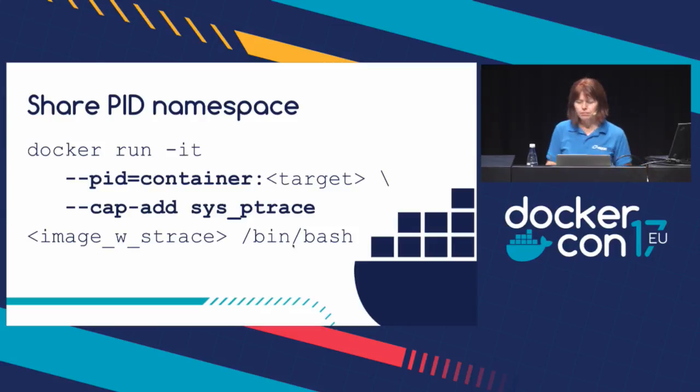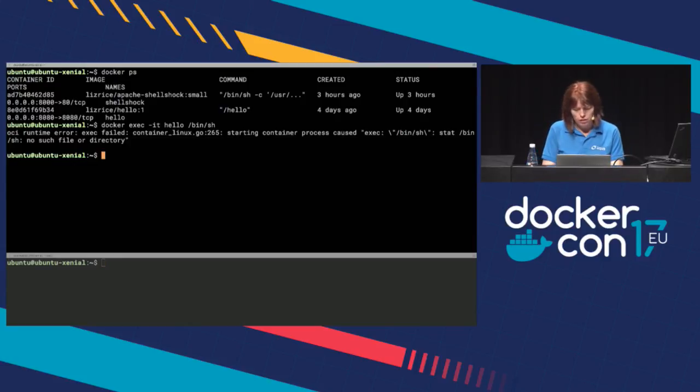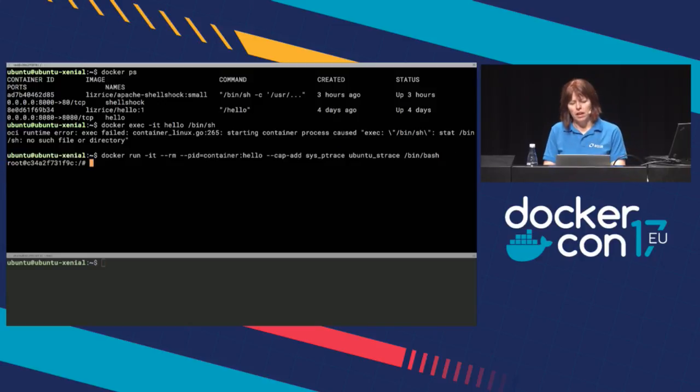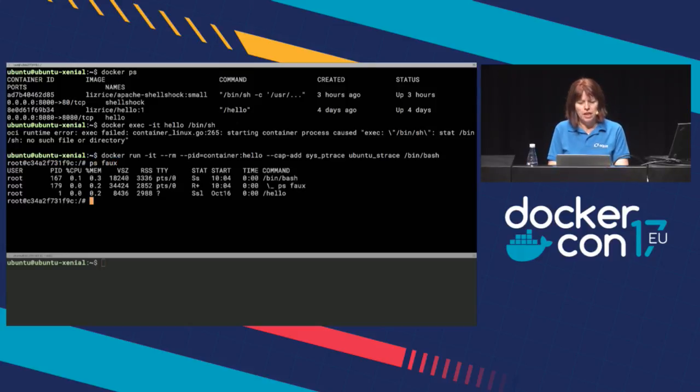There is an alternative. You can run strace in a separate container and attach it to the namespace of the container you want to trace. So I have an image called Ubuntu strace, which contains Ubuntu, has strace installed, and I can run that in the same process ID namespace as my hello container. I can see that hello executable running as process ID 1.